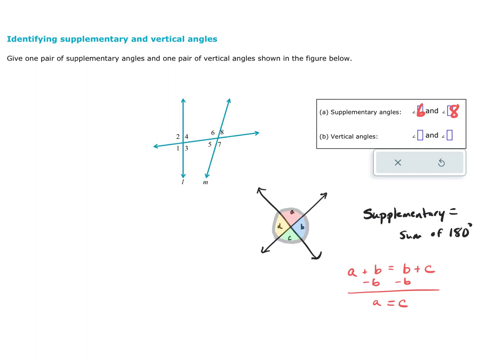And then vertical angles are going to be our ones across from each other that share a common vertex: 2 and 3, 1 and 4, 6 and 7, and 5 and 8. And I think I will pick 1 and 4.